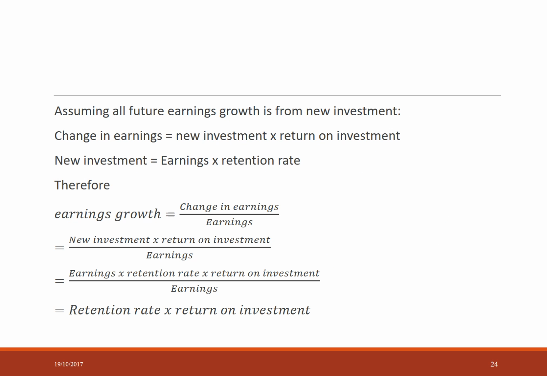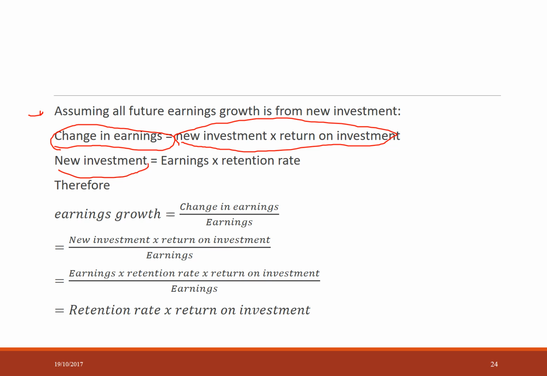So assuming that all future earnings growth is from new investment, the extra dollar in earnings comes from the profitability of our investment. Also, we mentioned before that when a firm makes profits, they could choose to either pay dividends or they could retain the earnings for future investment, and therefore the maximum amount of investment that we can make is how much we earn times how much we want to save out of the earnings, right?